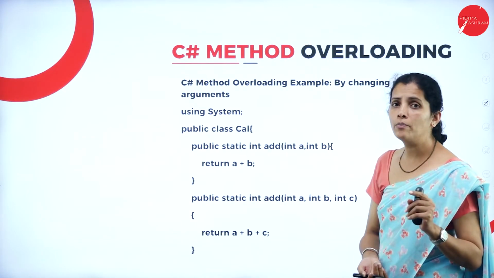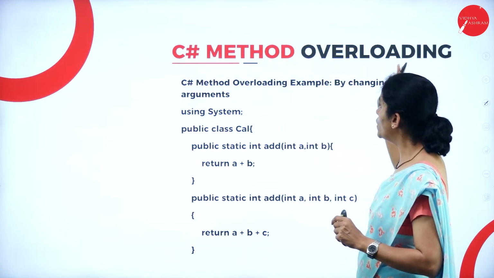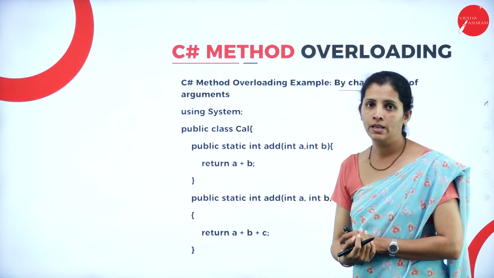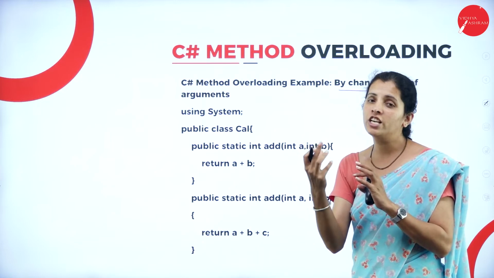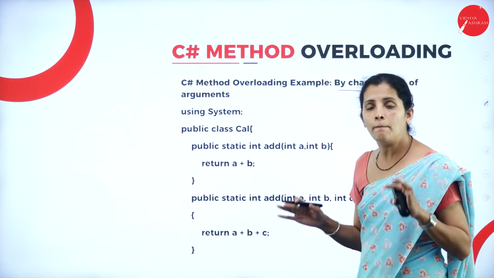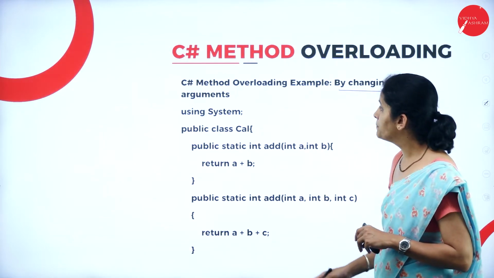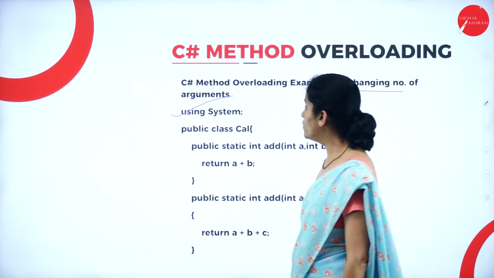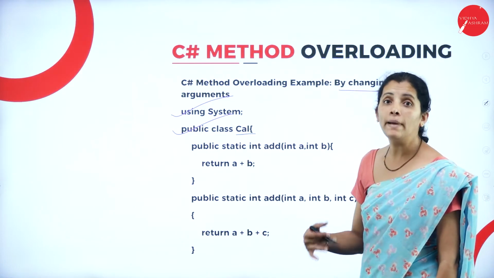Now, I'm going to have my first type, that is C# method overloading by changing the number of arguments. That means whatever arguments I pass, each time I change the number of arguments. The function name remains as it is, but while passing parameters, I vary the number. So I'm going to have my first statement, using System. Then I'm going to create the class called cal. Inside that, I'm going to write the method.